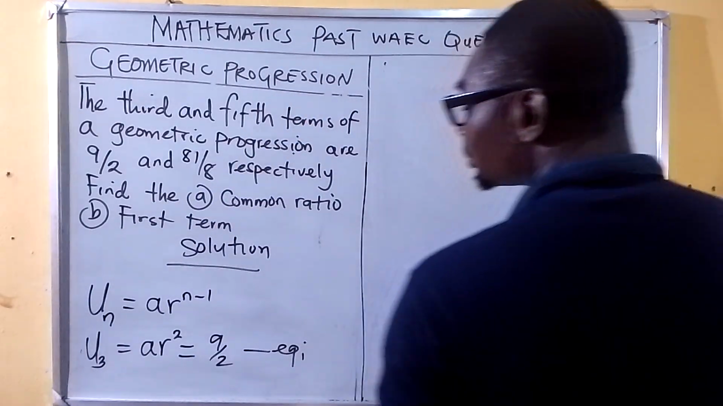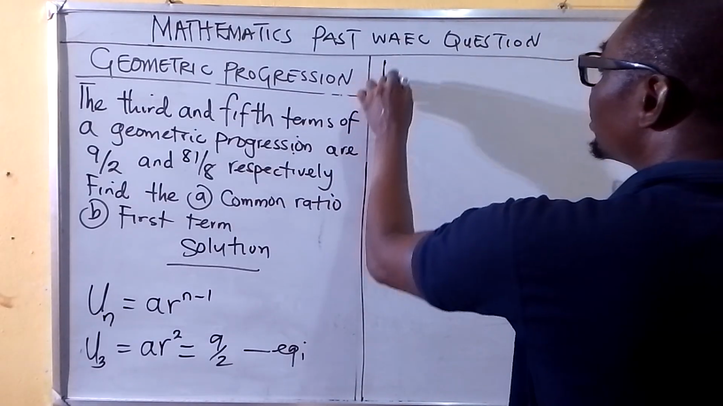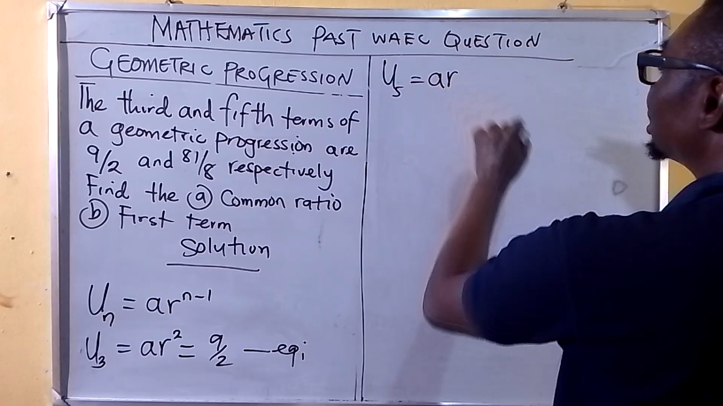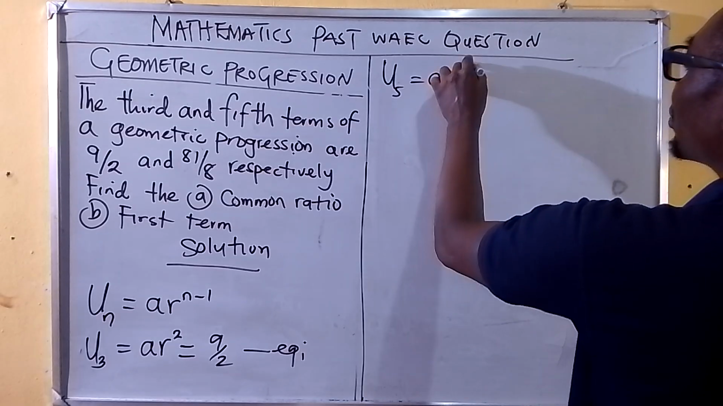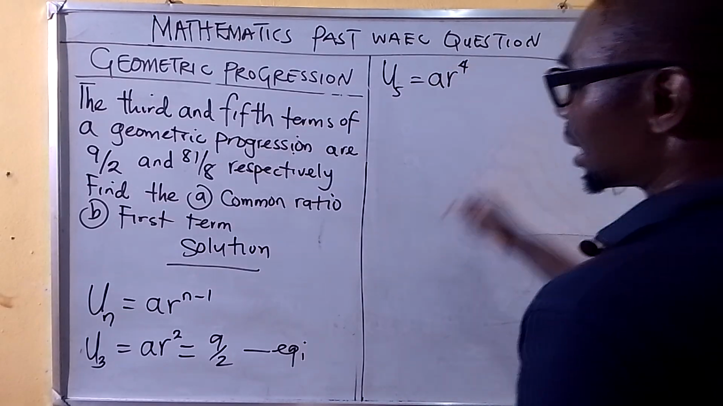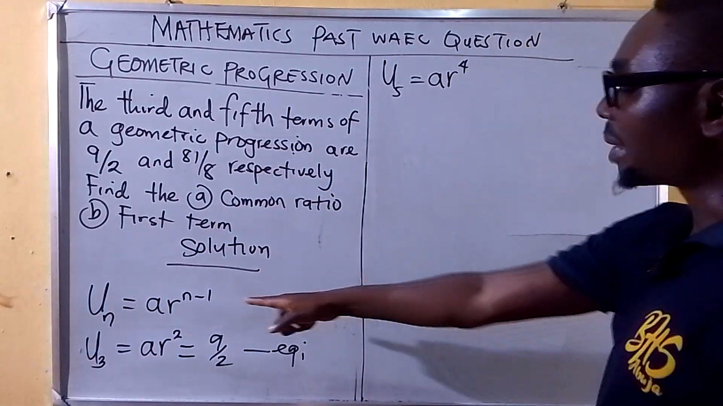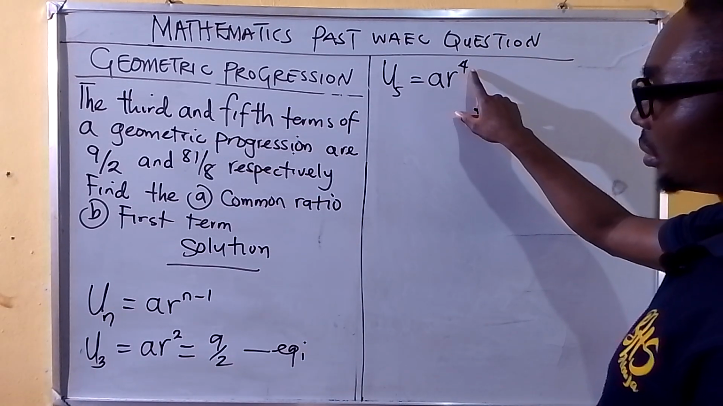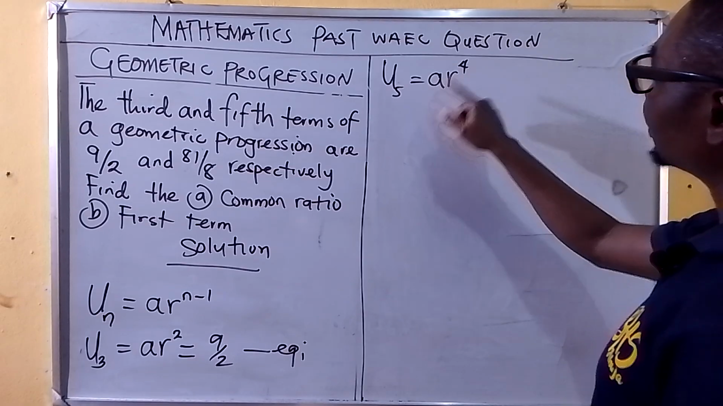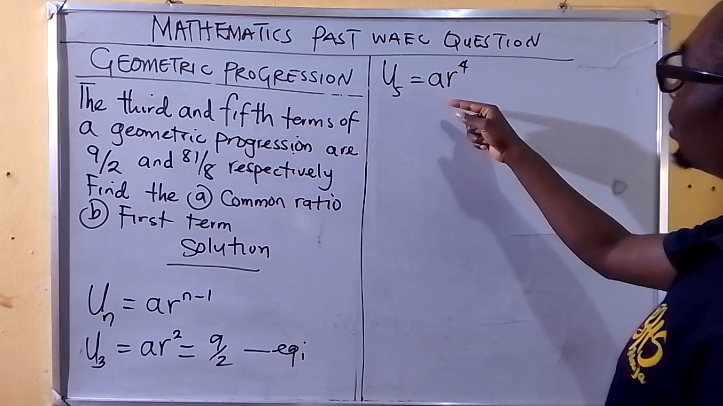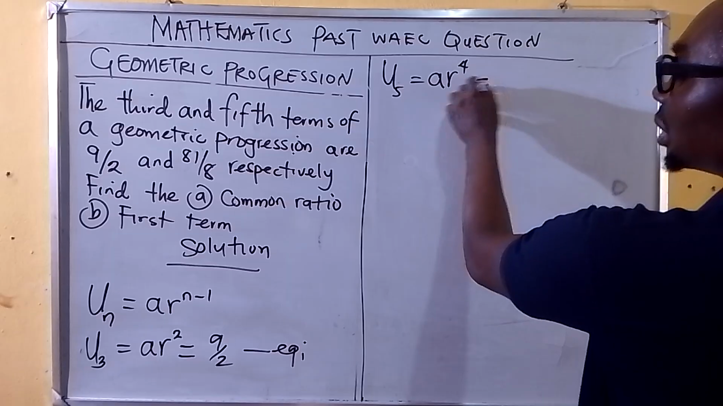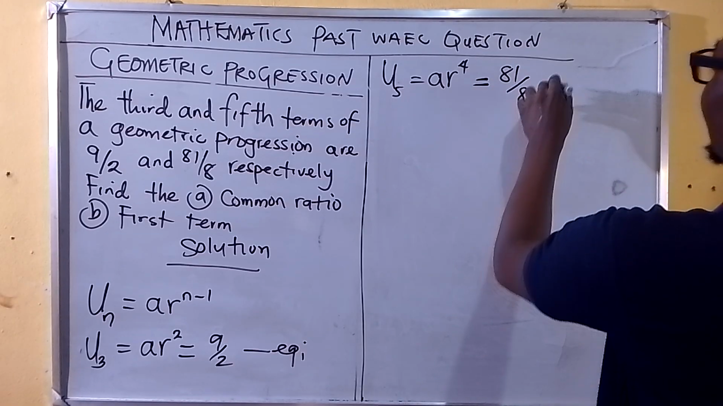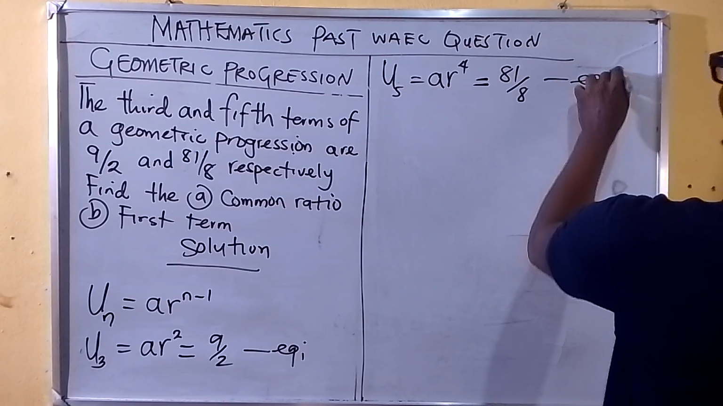So moving forward, the fifth term is equal to the first term times the ratio raised to the power of 4, because n minus 1 is 5 minus 1, which is 4. We were told this is equal to 81 over 8. This is equation 2.